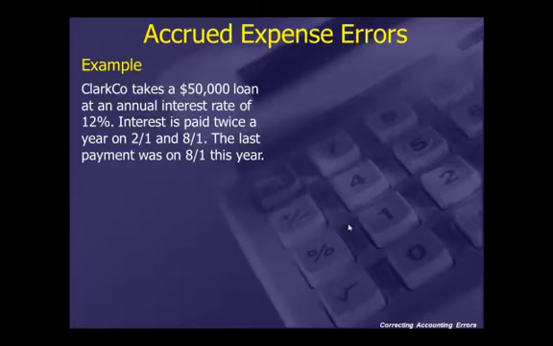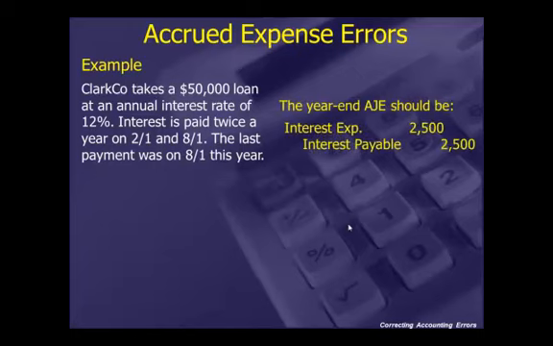Simple interest is to take the principal, the loan amount of $50,000, times the rate of 12%, times 1 year, or we have to figure this out on fractional portions of the year. So let's see where we are. They're saying the year-end adjusting journal entry should have been interest expense of $2,500 and interest payable.